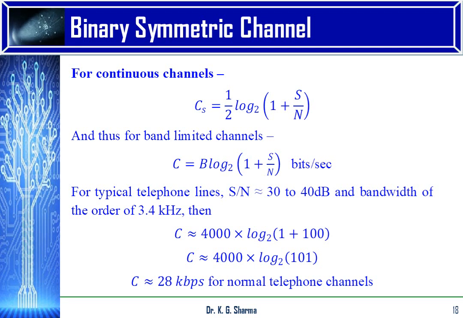For a typical telephone line, signal to noise ratio is 30 to 40 dB and bandwidth of the order of 3.4 kHz. Then we can calculate the channel capacity will be 28 kbps. It signifies that if the information rate will be less than 28 kbps, then we can achieve error-free communication of information.